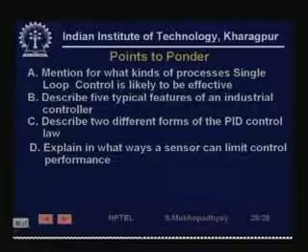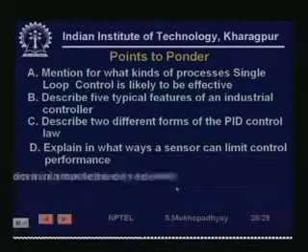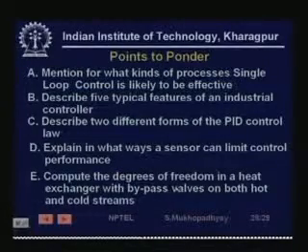Explain in what ways a sensor or actuator can limit control performance, and compute the degrees of freedom in a heat exchanger. This is a nice problem. So, take a standard heat exchanger with bypasses on the hot and the cold flow, put valves on them, and then try to compute the degrees of freedom.